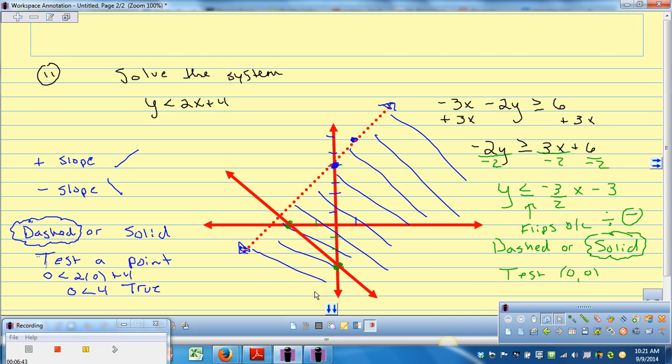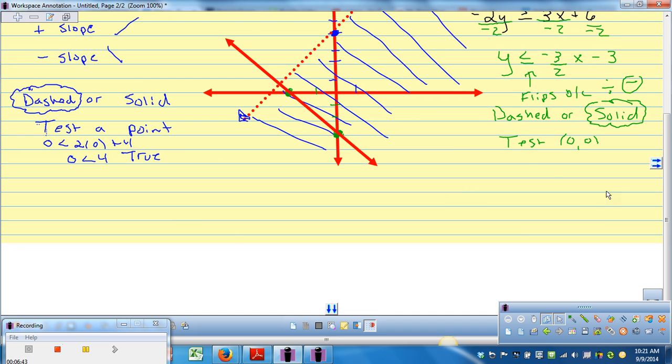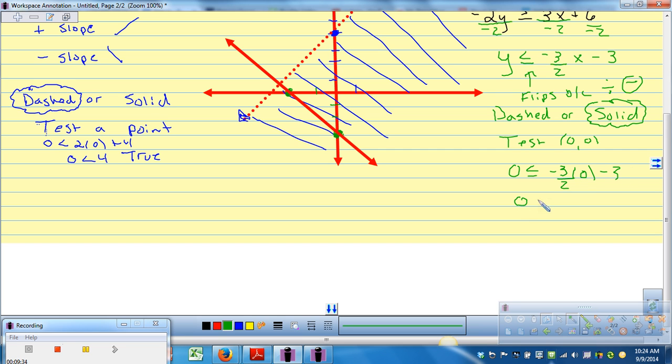All right, let's test (0, 0). And you can just do it right in this simplified version of the inequality. 0 is less than or equal to negative 3 halves times 0 minus 3. Is 0 less than or equal to negative 3? Is that true or false? That is false. So (0, 0) is here, so we shade the other way.